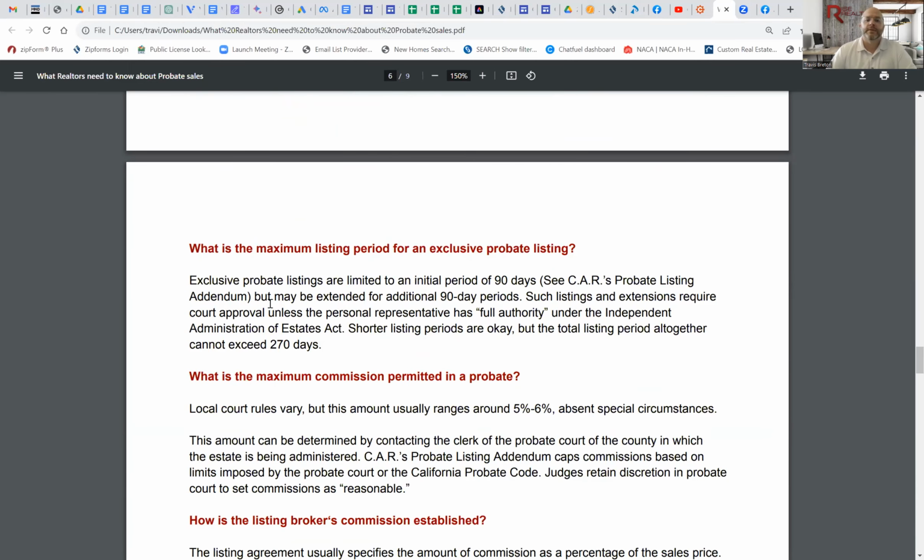What is the maximum listing period for exclusive probate listings? Again, it is 90 days for the initial period, but it may be extended for additional 90-day periods. You would need court confirmation for that. Such listings and extensions require court approval unless the personal representative has full authority under the Independent Administration of Estates Act. Shorter listing periods are okay, but the total listing period altogether cannot exceed 270 days.